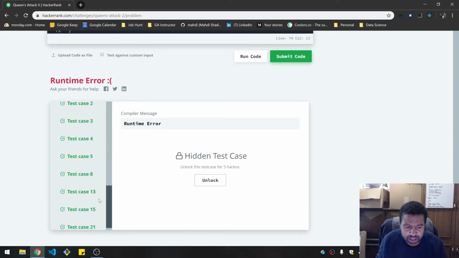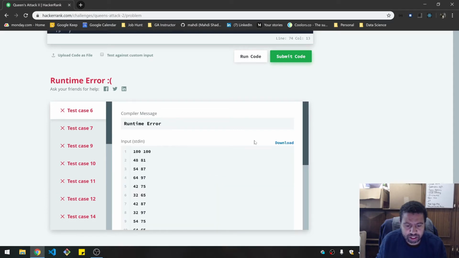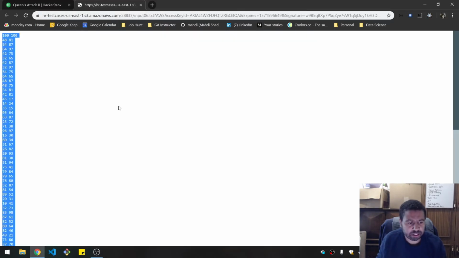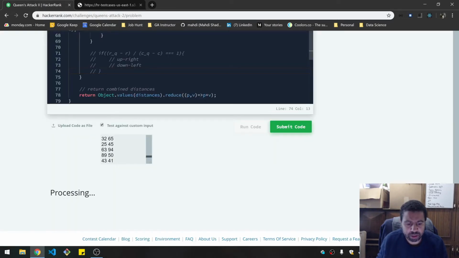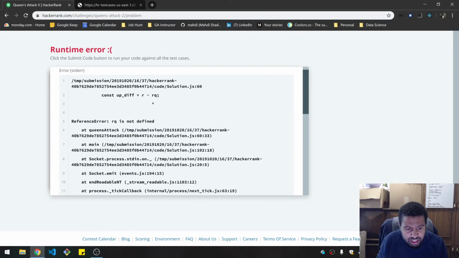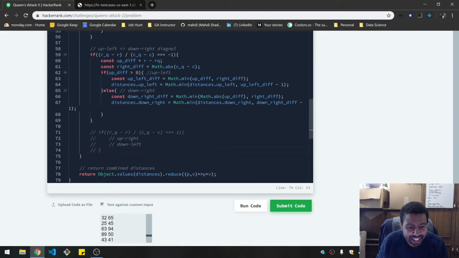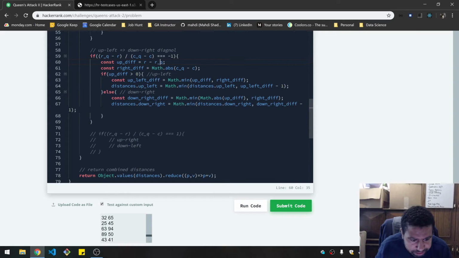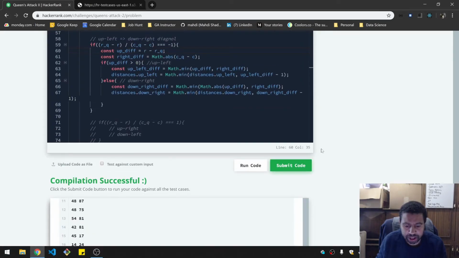Okay, so let me unlock one, and hopefully I can put it in here and then run the code and see what the runtime error is from that. Thank you. RQ is not defined in, oh, line 60. Yes, that is true. It's R underscore. That's my runtime error. Okay, so it ran successfully. Now that I found my error, let me submit the code.